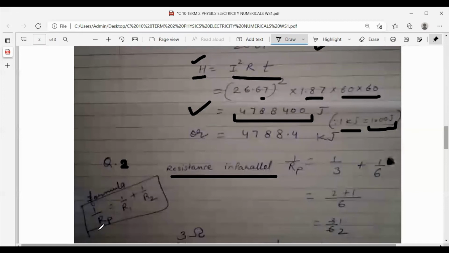That is 1 upon Rp. P means parallel. So resistance in parallel will be given by 1 upon Rp is equal to 1 upon R1 plus 1 upon R2. R1 and R2, these are two resistances in parallel. R1 here is your 3 ohm and R2 is your 6 ohm. So now we are going to put these values. So it will become 1 upon 3 and 1 upon R2 means 1 upon 6.